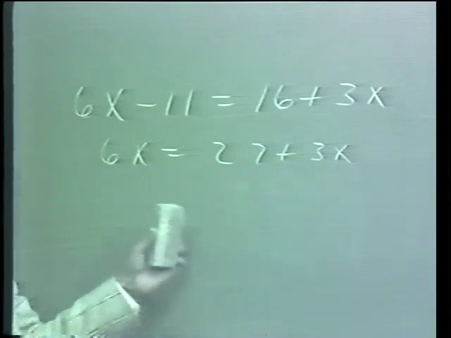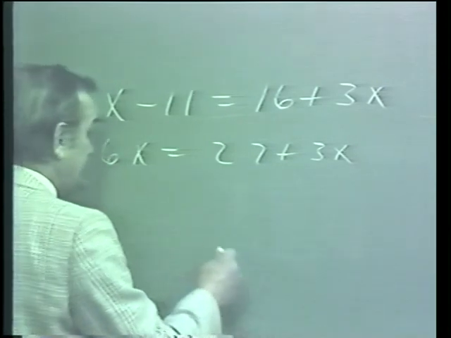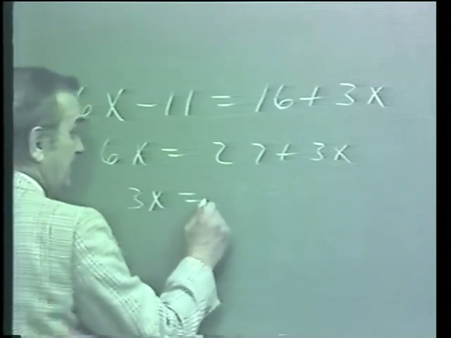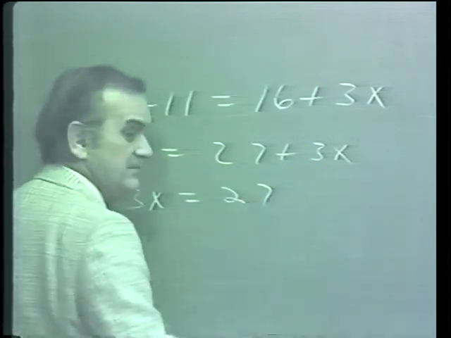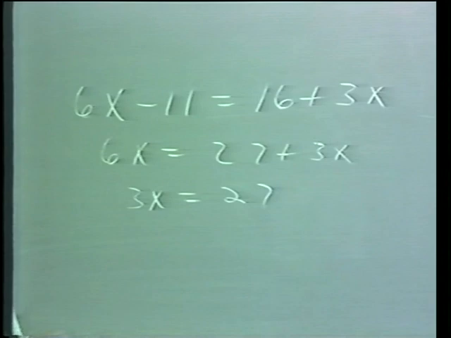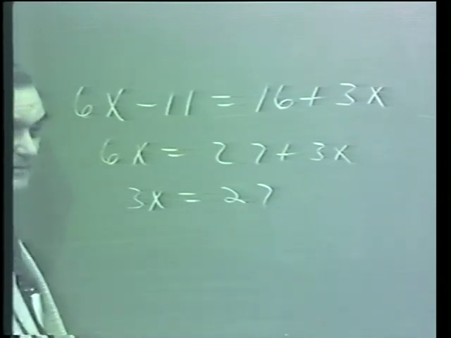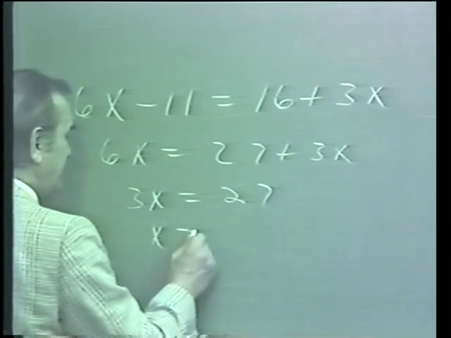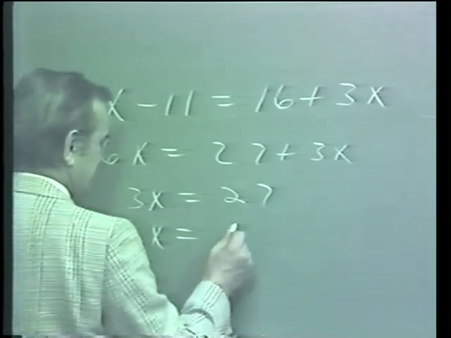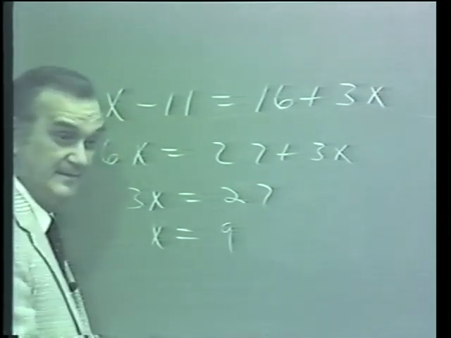Add the opposite of 3x to both sides. Add a negative 3x to both sides. Okay, I can do that. I get 3x equal 27. Divide both sides by 3, and you came out with x equal 9.